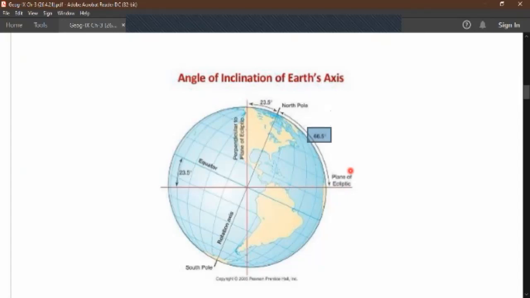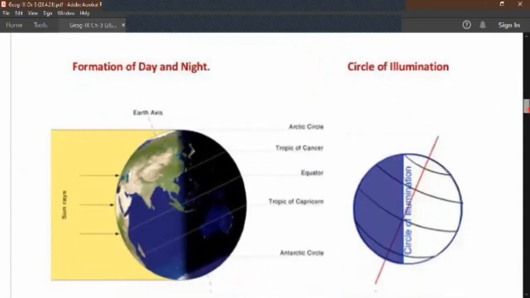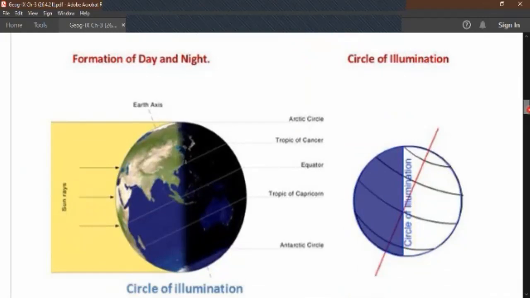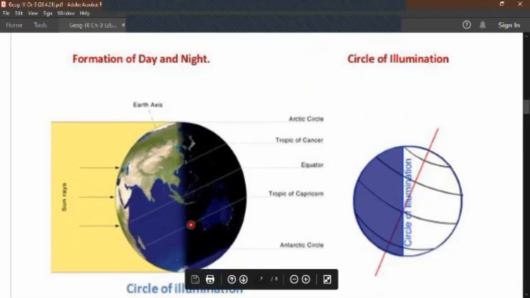Now children, let us discuss the effects of Earth's rotation. So the first effect is formation of day and night. Day and night are caused by rotation of the Earth on its axis. This is because parts of the Earth facing the Sun have day and parts opposite to it have night. Circle of illumination is the imaginary line showing demarcation between the phenomena of day and night.